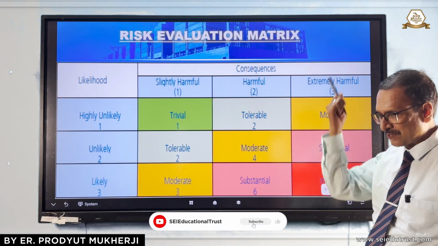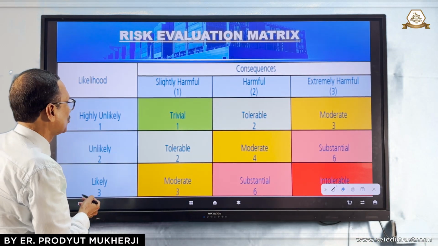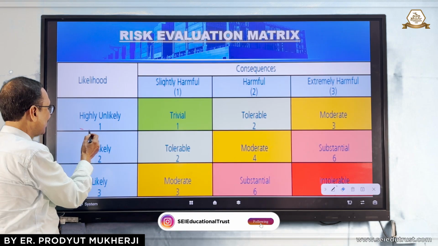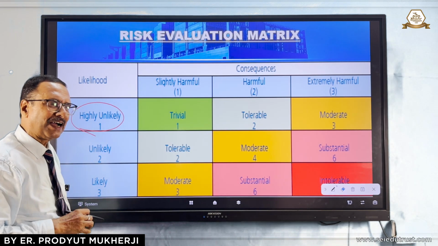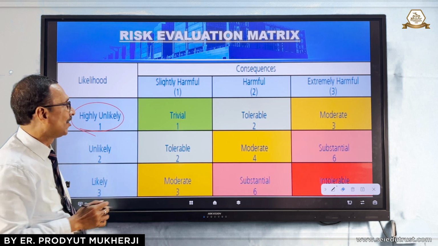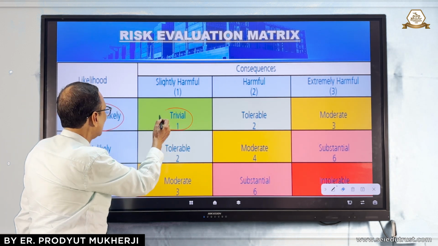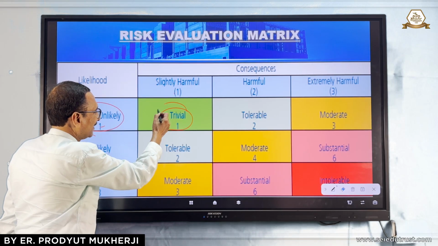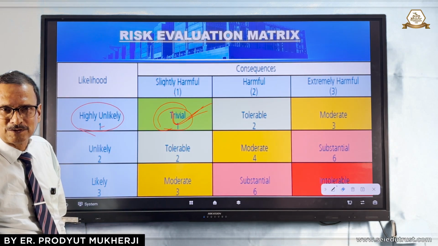This is a risk evaluation matrix. Let us say for a particular job, the likelihood is 1. That is highly unlikely. And even if that highly unlikely hazard does occur, the consequence is very trivial. So the product is 1 in the green zone. We can go ahead with the job.